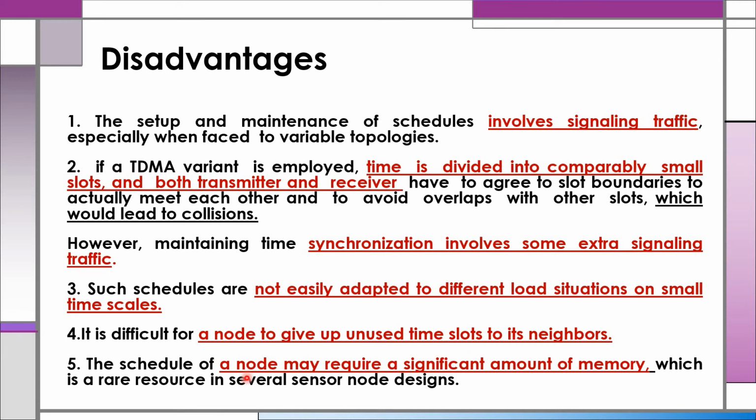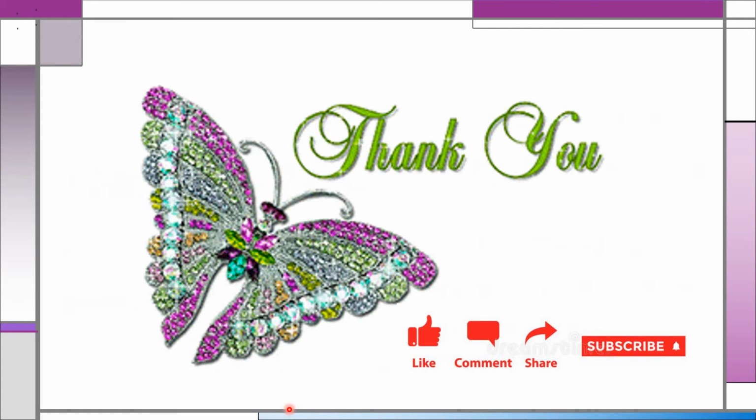The schedules of a node may require a significant amount of memory to maintain, and in a wireless sensor network, memory is a very scarce resource. To maintain the time division multiple access schedule, we need memory. That is also a disadvantage of the LEACH protocol.